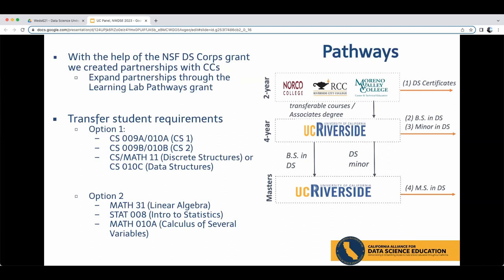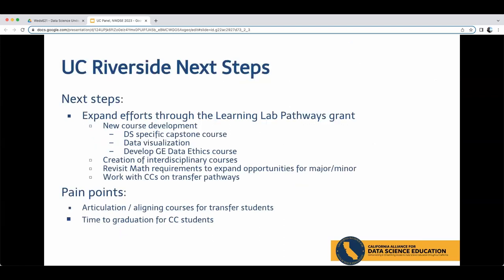We're also working on pathways so that students who complete a BS or a minor in data science can go on to the master's degree. So this is some of the other things that we're working on in the near future. Some of the next steps that I already mentioned is expanding partnerships and pathways. So some of the things that we'll be working on is developing new courses.